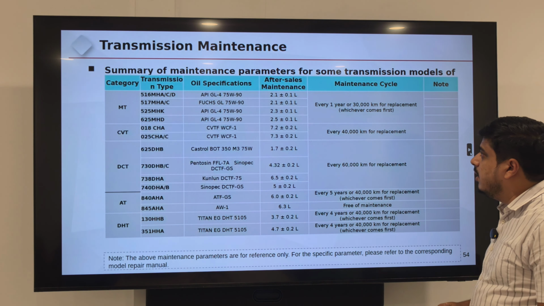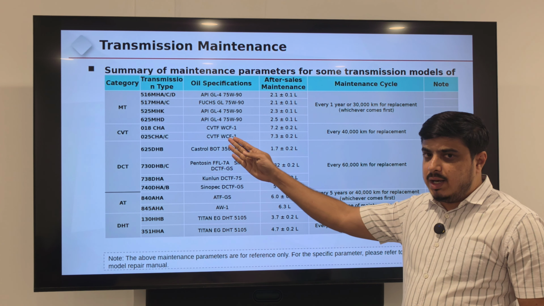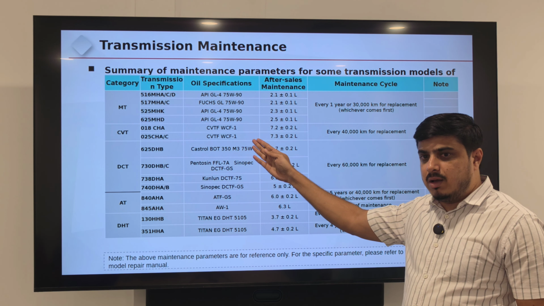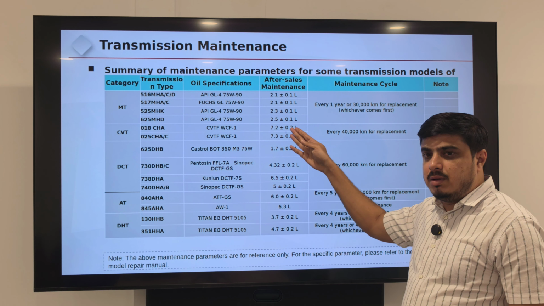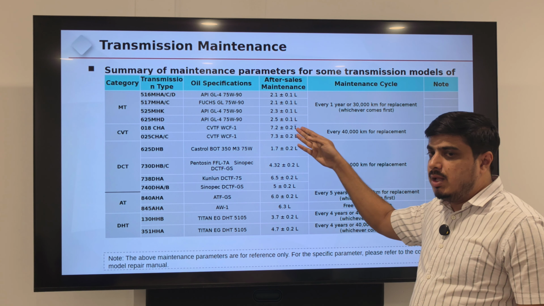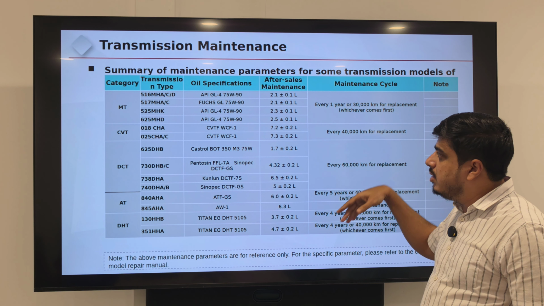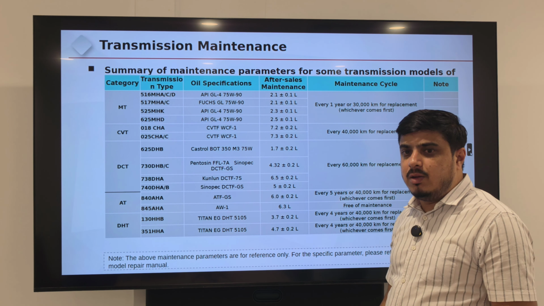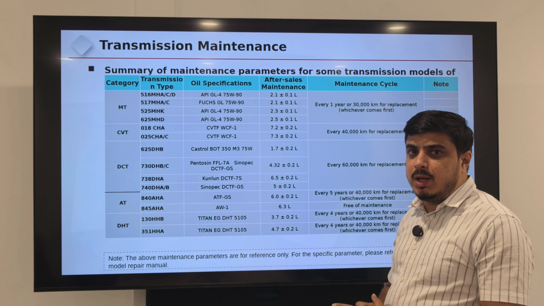Next, this is the chart showing which category of transmission, which oil company, how much quantity, and what the duration is. This is the grade, quantity, and duration. You can see it in the chart one by one. As per your vehicle brand, you can follow the recommended corresponding manuals for your vehicle.